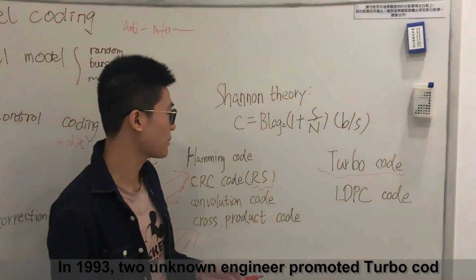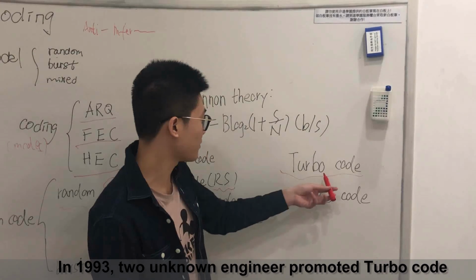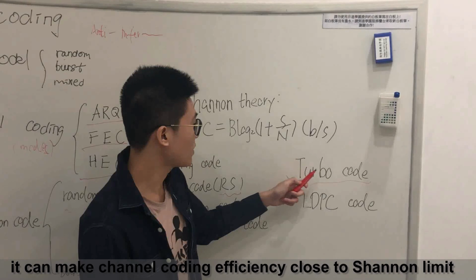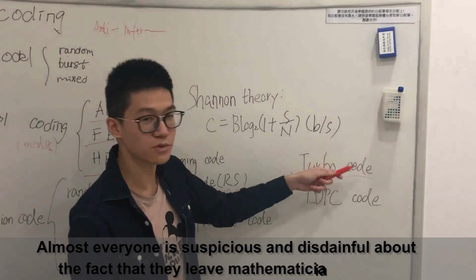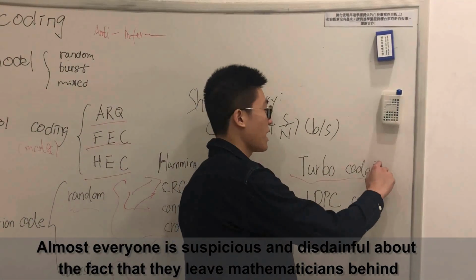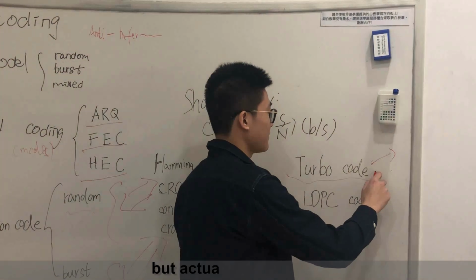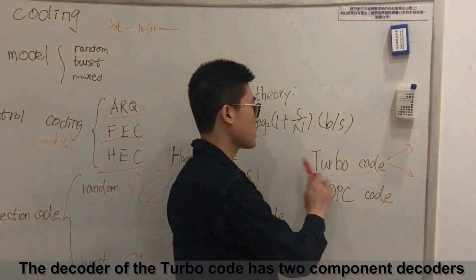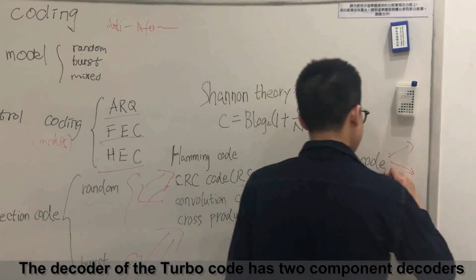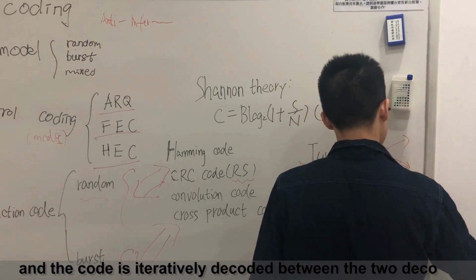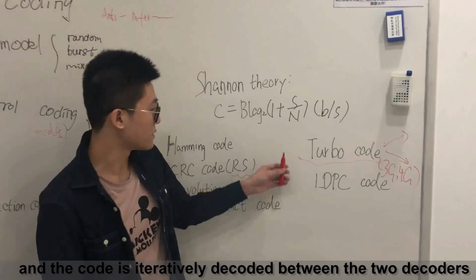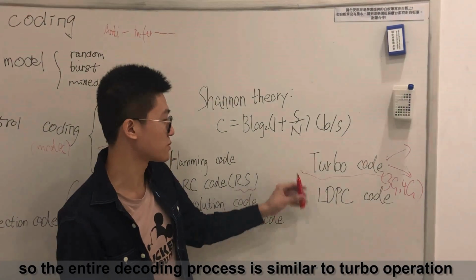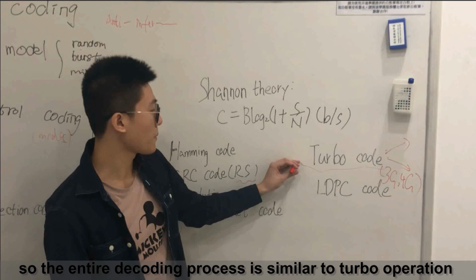In 1993, two unknown engineers proposed turbo code, which can make channel coding efficiency close to the Shannon limit. Almost everyone was suspicious and disdainful of the claim that they left mathematicians behind, but actually they did it. The decoder of turbo codes has two component decoders, and the code is iteratively decoded between the two decoders, so the entire decoding process is similar to a turbo operation. So this is why we call it turbo code.